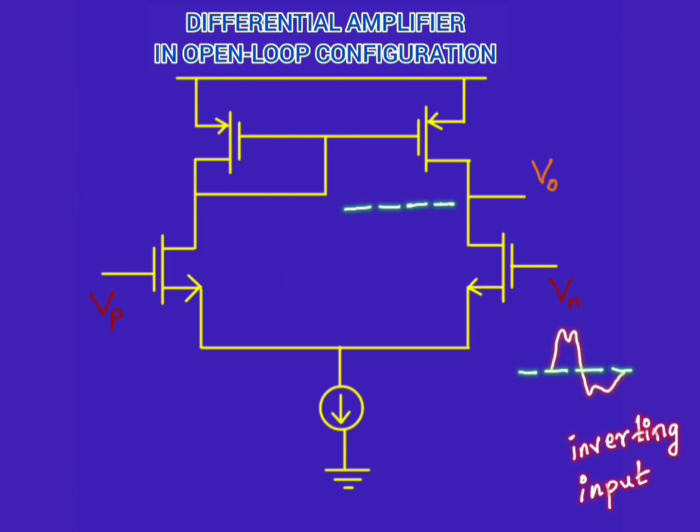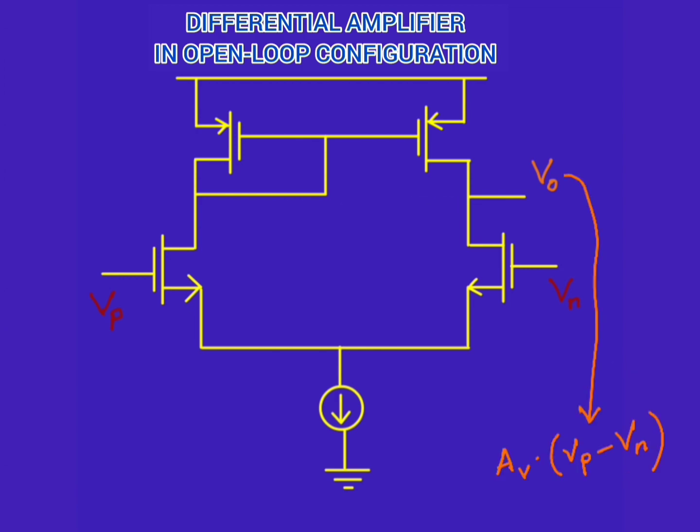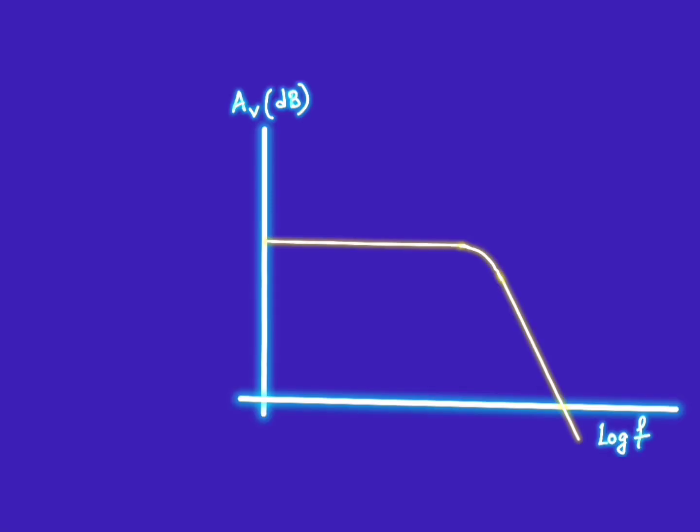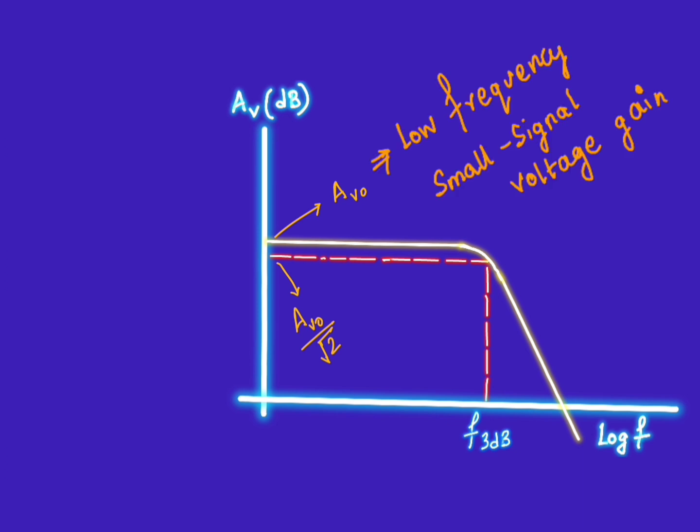Whereas this input Vn is inverting, as the input applied at Vn will produce a 180 degree out of phase output. And hence the output V0 is equal to AV multiplied with the difference between Vp and Vn, where AV is the open loop gain, since the amplifier is in open loop configuration. And this AV has a frequency response which is given as follows, where the gain reduces on increasing frequency beyond cutoff frequency. The cutoff means the 3 dB frequency, where AVO is the low frequency small signal voltage gain.